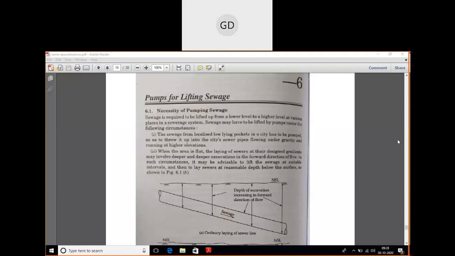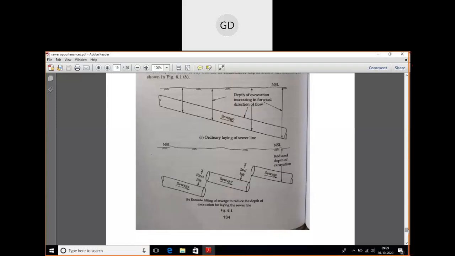Here you can see the diagrams showing the ordinary laying of sewer lines, how the sewers are laid. You can see they are laid at a certain gradient from the ground level. Those are excavations, and you can see the depth of excavations varies. Here it is less, then here it is a little bit more, here it is again more. So these are the depths of excavations.